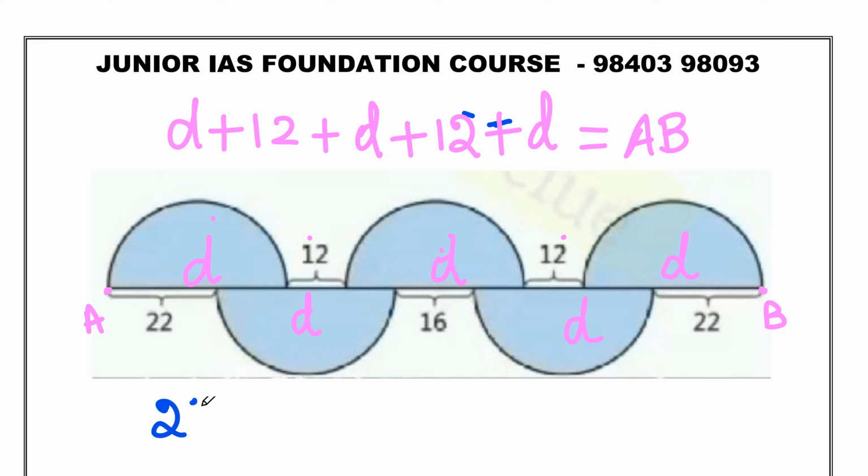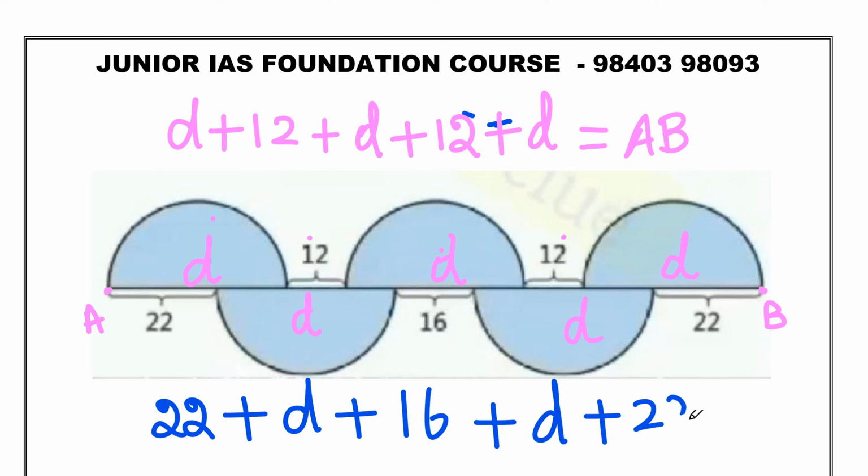Similarly, 22 plus D plus 16 plus D plus 22 is equal to AB. Are these two equations correct? You know what you mean by equations. So this AB is equal to D plus 12 plus D plus 12 plus D. Similarly, this bottom side, 22 plus D plus 16 plus D plus 22 is equal to AB.